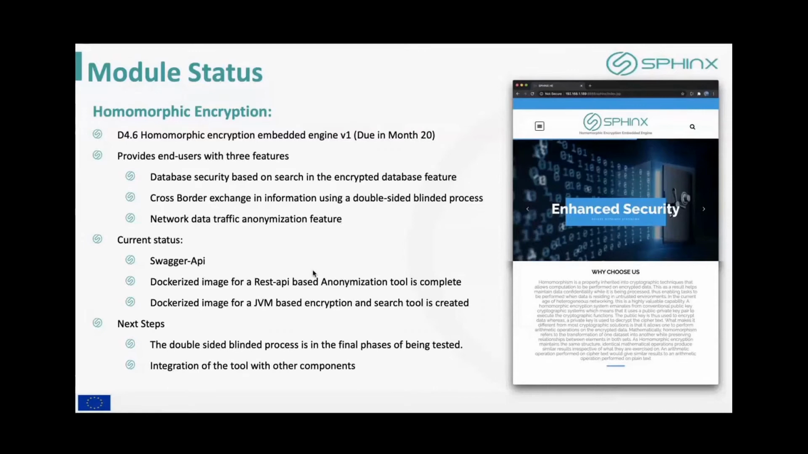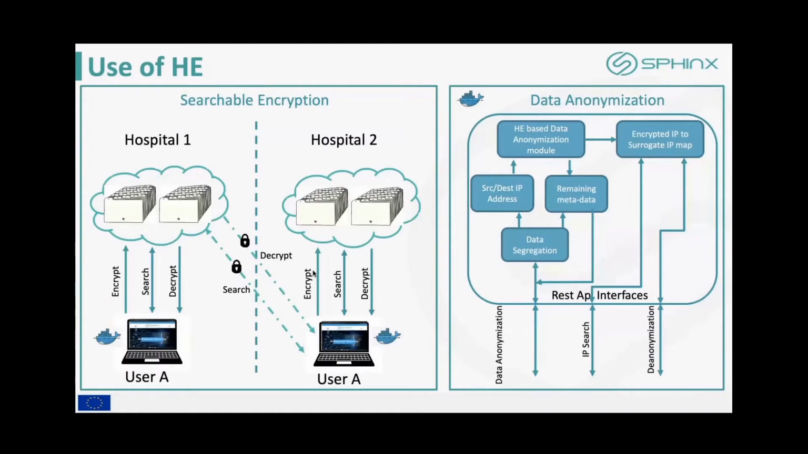At the current point in time, we have the Swagger APIs developed. They are uploaded. We have the Dockerized image ready for the anonymization tool. A Dockerized image is also ready for the encryption and search tool. In the next steps, we are finalizing the double-sided blinded process, which I'll give you a glimpse of today as well. And following that, we will work on the integration, which is also in process.